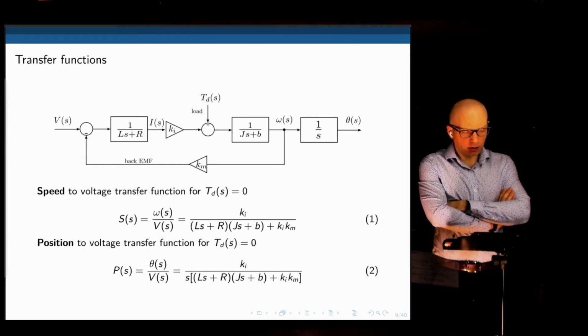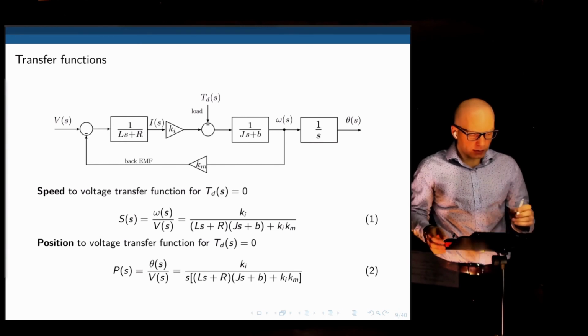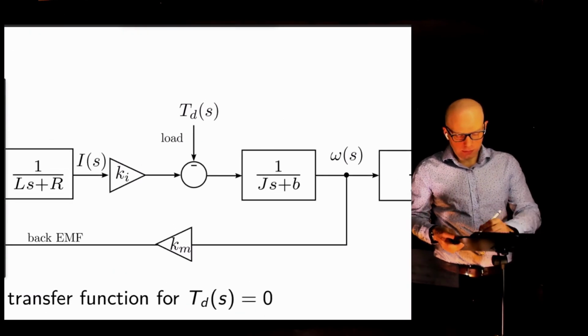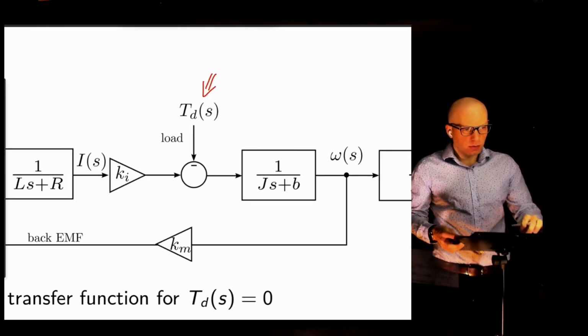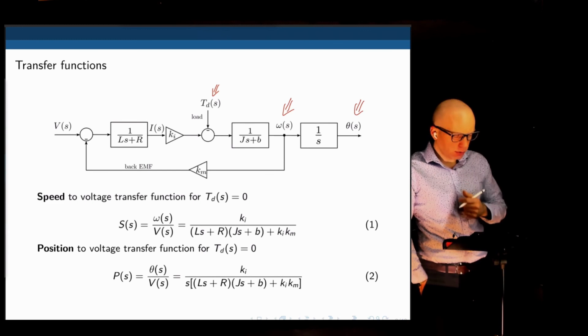Here is a block diagram of the motor. We also developed this in lecture 13. We have all the elements here. We have the circuit, we have the mechanical part, the two constants, the load torque right there, and the speed and position of the rotor. Position is the integral of the speed.